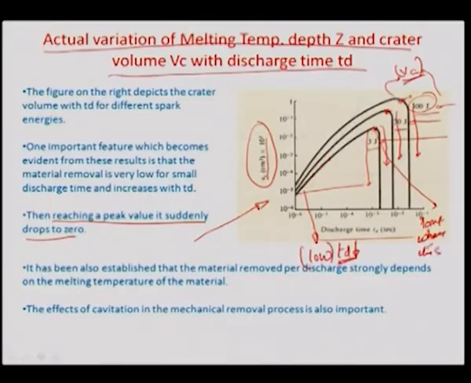the spark is eliminated at a certain energy value.